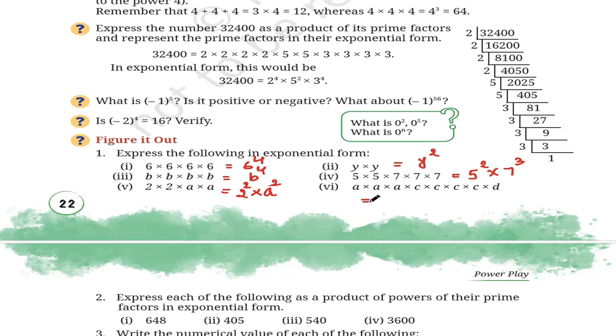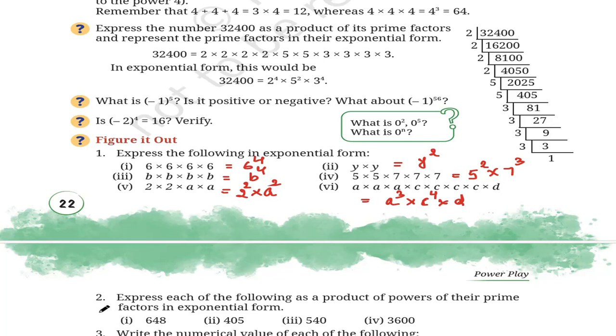Next, the last question of question number 1 is a cubed. A is multiplied by itself 3 times. C is also multiplied by itself 3 times. So C cubed. And then C is multiplied by itself 4 times. Okay, not 3 times. So it will be C raised to the power 4 and into D. D is only one time, so no need to write D to the power 1. It is only D. So this is all about your question number 1.